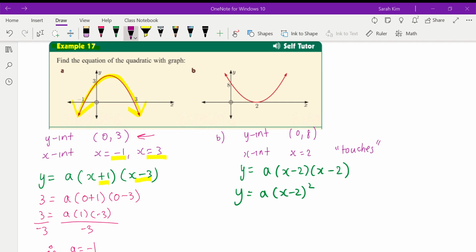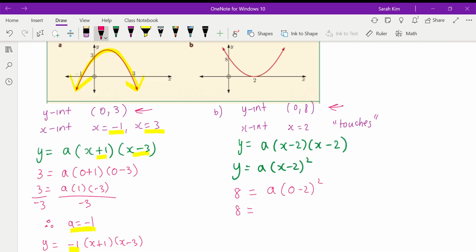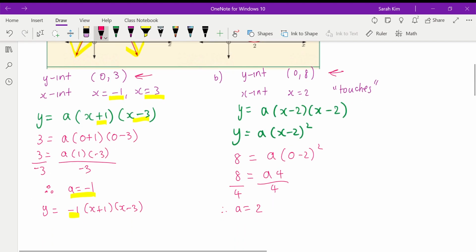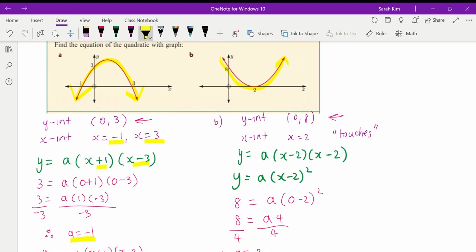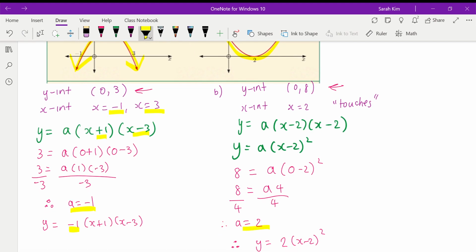Now all I have to do is satisfy this coordinate because that is what lies on the graph. So all I have to do is figure that out. So -2 squared is 4, so I get rid of the 4, and my a is therefore 8 divided by 4, which is 2. And to write my full equation, I just write y equals 2(x take 2) squared. Now I know this is true because it's a concave up graph, meaning my a is a positive number.